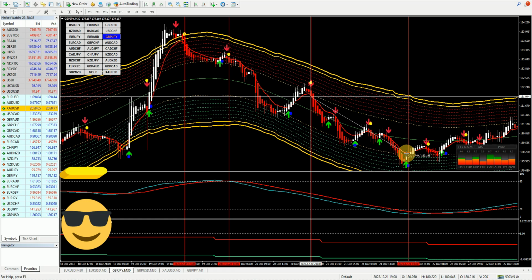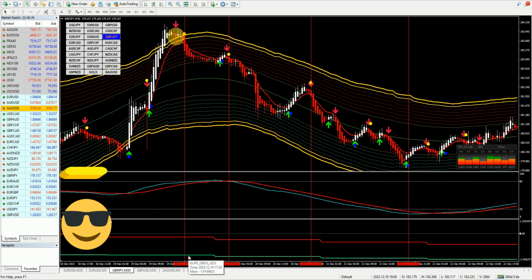So there's a fairly decent amount of profit that could have been made here from December 19th until December 21st, over 2 days. Not bad. Nice little pre-Christmas present, potentially.